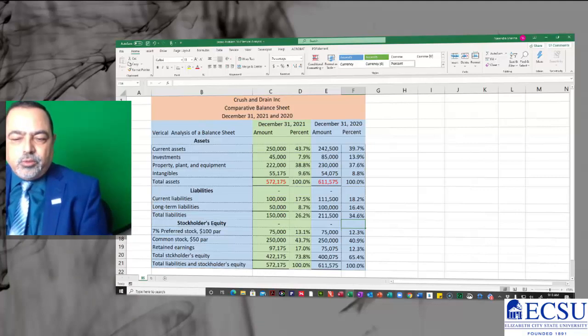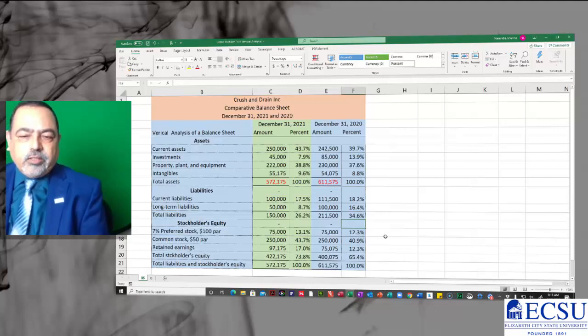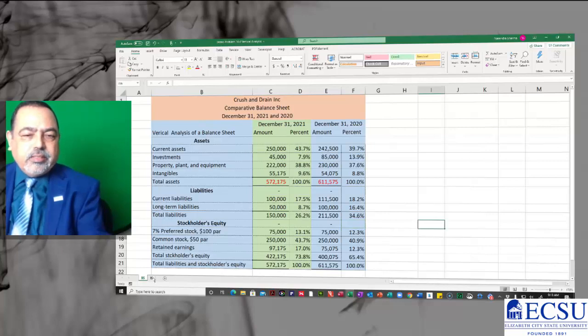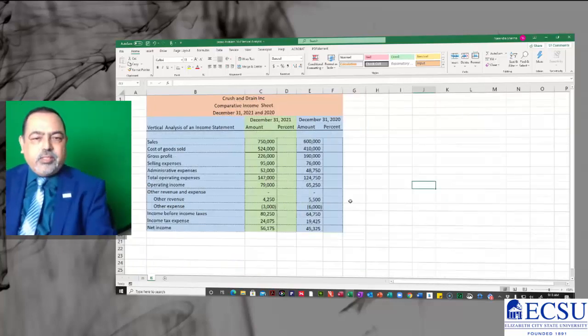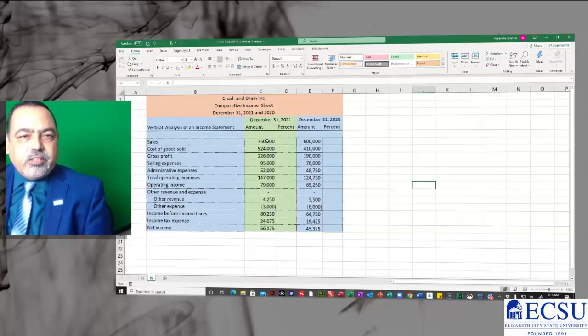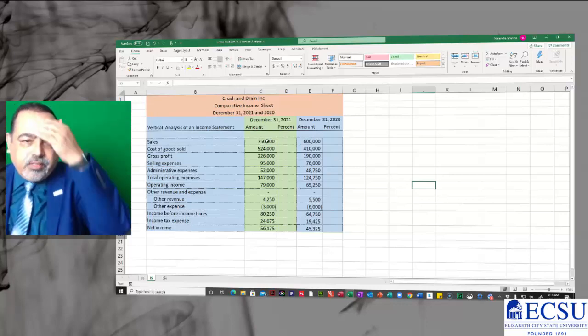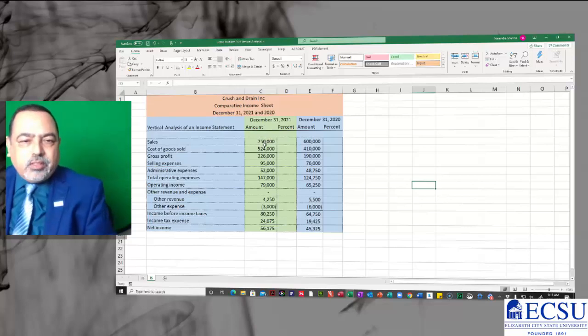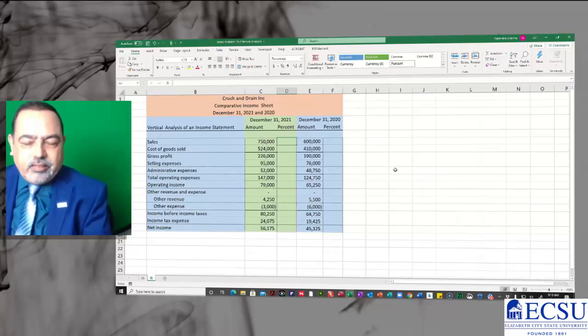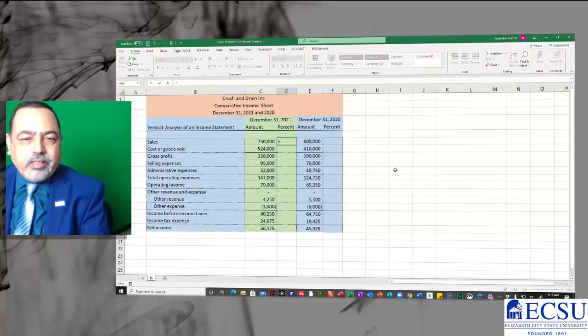Now we can also do the vertical analysis of the income statement. Okay, so let's go to the income statement and see the income statement. This is the income statement. As you can see, as I've said to you, sales is going to be the base figure. So if sales is going to be the base figure, we are going to take percentages by dividing all line items by that sales figure. So the first would be C7 divided by C7 again, because that's the base figure.